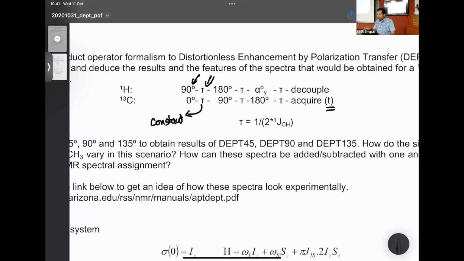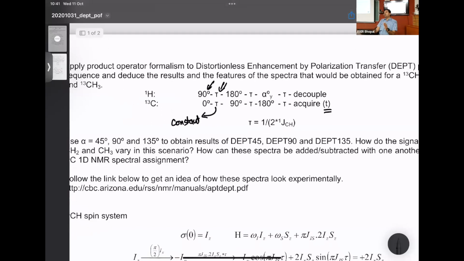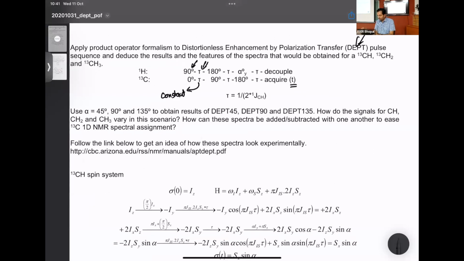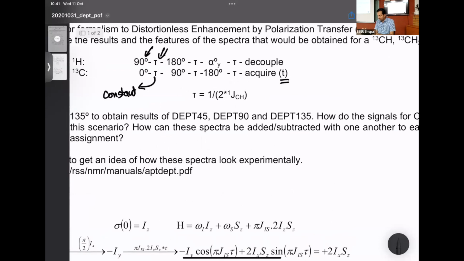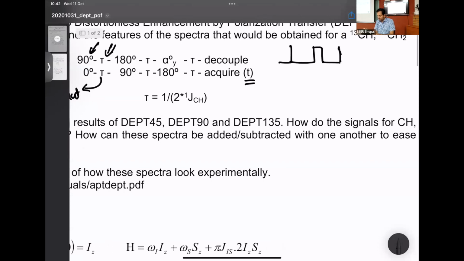So this is a problem where people are trying to look at how DEPT NMR does better than the refocused INEPT. Okay, so I'm just going to go over the first few aspects of it. So let's draw the pulse program here. The pulse program is going to look like a 90-degree pulse, a tau delay, a 180-degree pulse, another tau delay, and then an alpha degree pulse. Okay, let me try to, what should I do? I should probably expand it better.